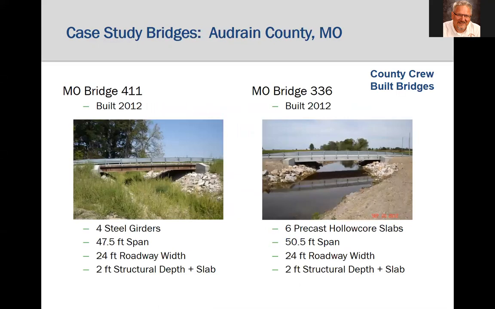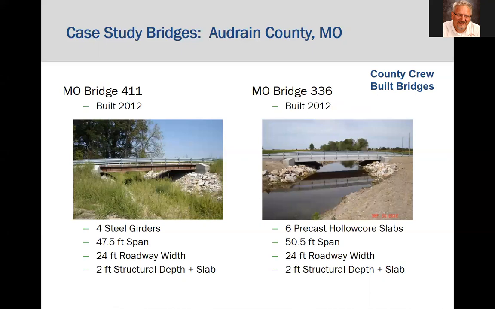The first case study is from Audrain County, Missouri from the year 2012. These two bridges were built by an Audrain County work crew, so there is no contractor for these two bridges. This is a special case study in that the Short Span Steel Bridge Alliance worked with the county engineer from before construction through the opening of the bridge to track all of the costs.